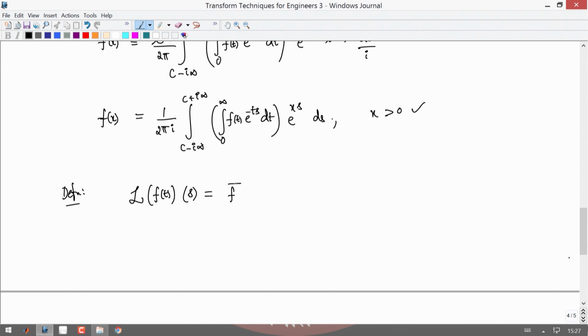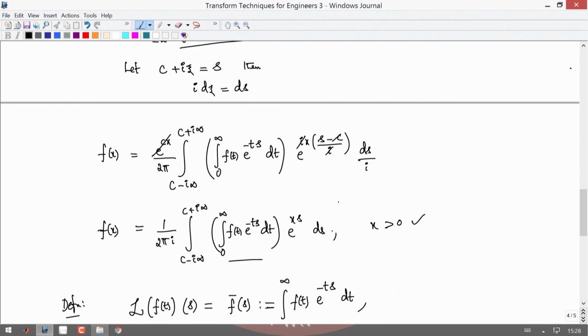Okay. F bar, that is a notation: f is a function of t, and when you apply the bar it becomes a function of s, whose definition is, I put the semicolon equal. Okay. Assignment, state assignment. You take this as your definition of your Laplace transform: the integral of f of t times e power minus t s dt.